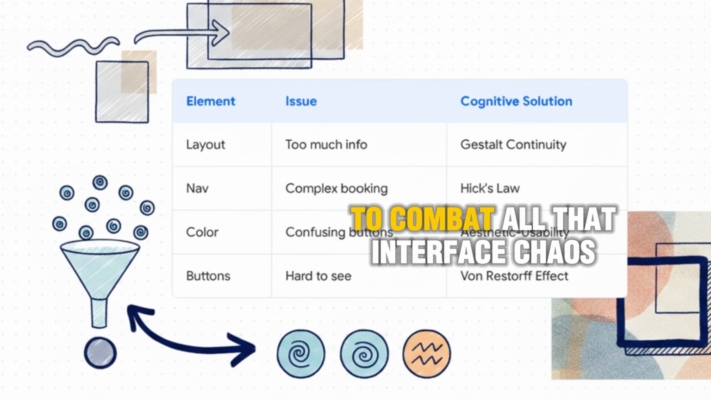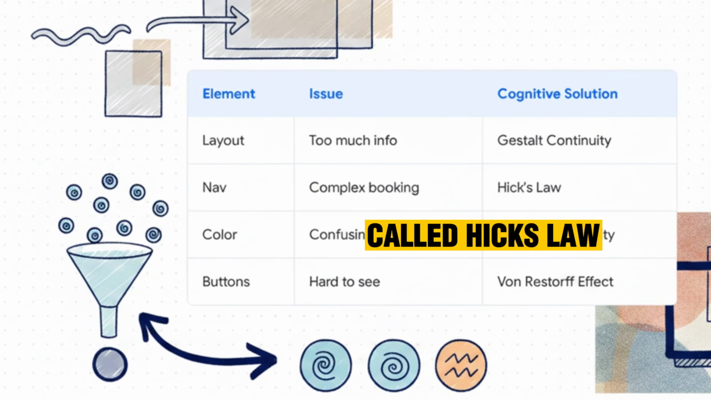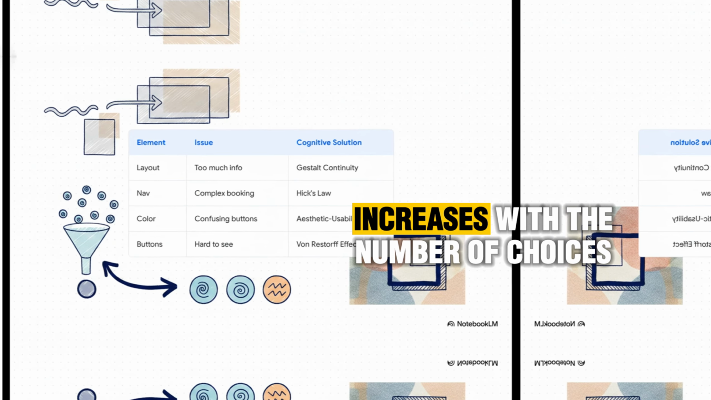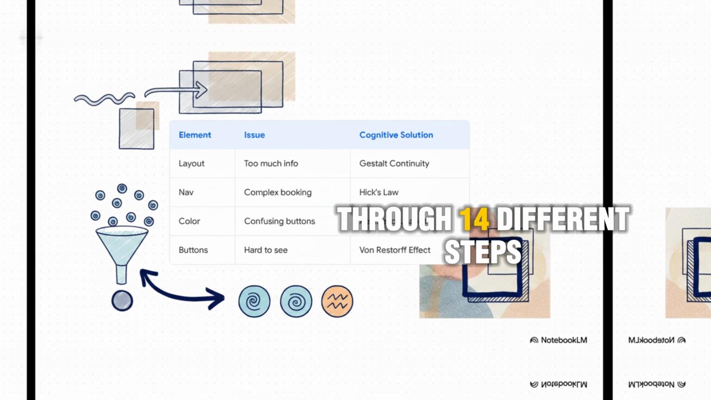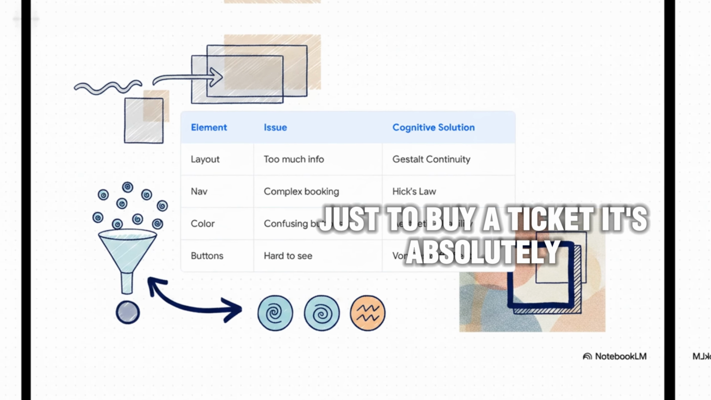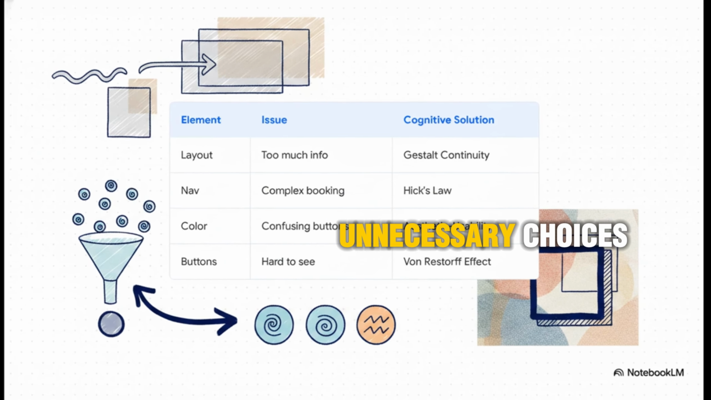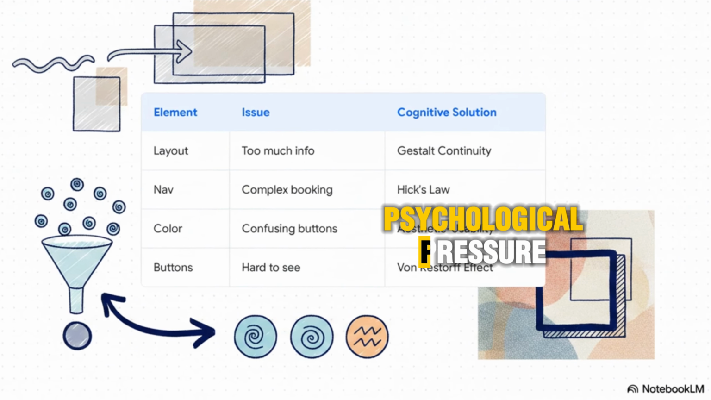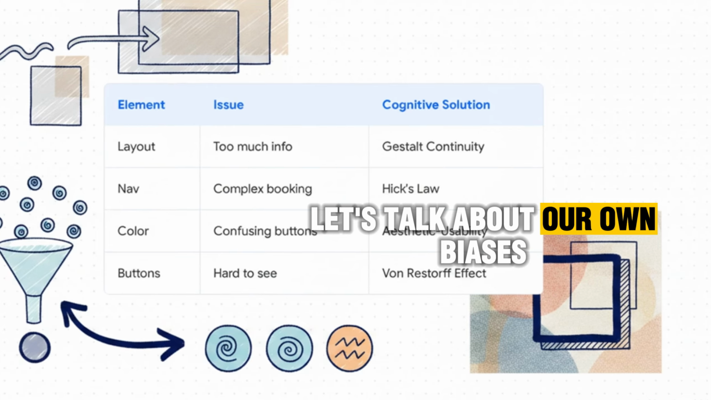To combat all that interface chaos, designers actually lean on something called Hick's Law. It simply states that the time it takes for a user to make a decision increases with the number of choices available. Think about it. An airline app that forces you through 14 different steps, constantly bombarding you with ads and seat upgrades just to buy a ticket, it's absolutely exhausting. By stripping away all those unnecessary choices and presenting a simple process, designers relieve immense psychological pressure. Less is literally more.